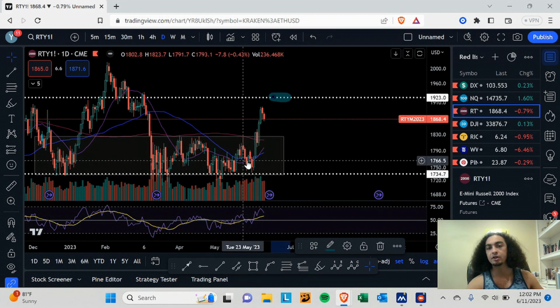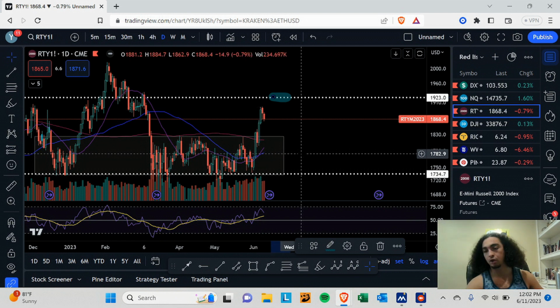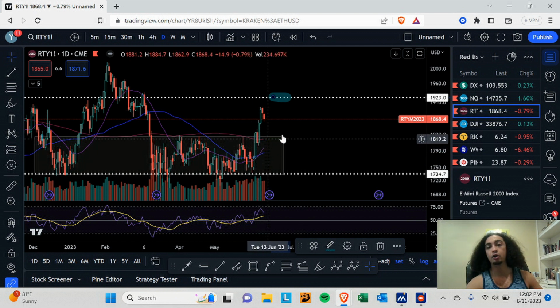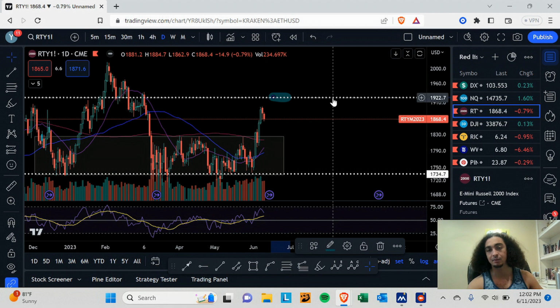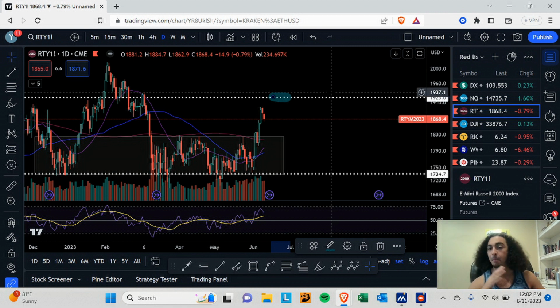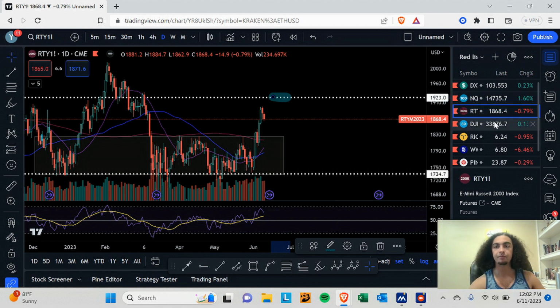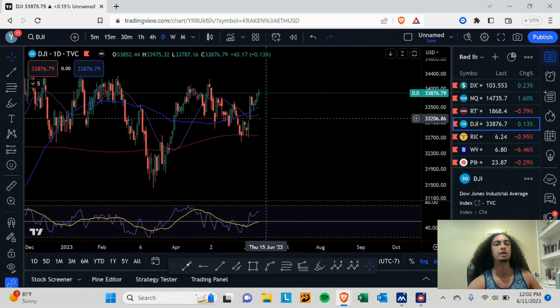The other thing to note is we do have our 20-day moving average has crossed through our 50, coming up on our 200, so those are some bullish sentiments as well for the Russell 2000. I think that there is at least a little bit more upside, at least up to 1923, and then possibly even above. Jumping over into the Dow Jones.